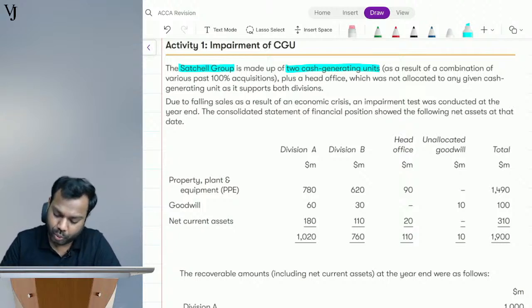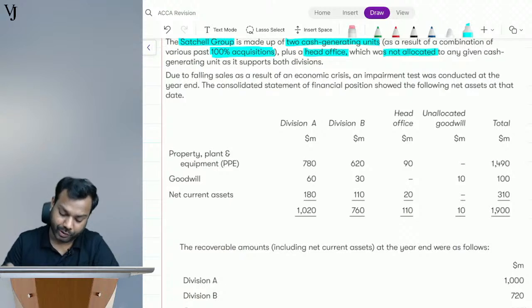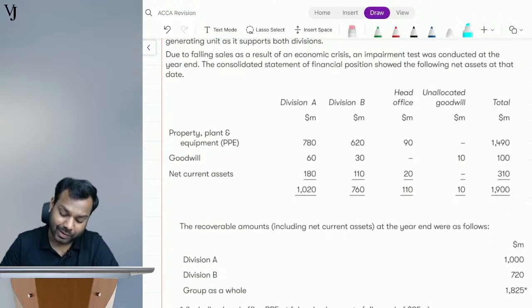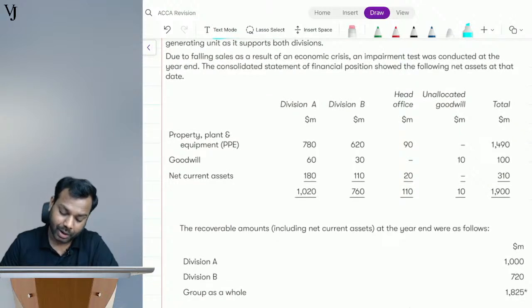Such a group is made of 2 cash generating units as a result of a combination of various past 100% acquisitions. 2 CGUs are there, plus a head office which was not allocated, meaning it is unallocable to any given CGU, as it supports both the divisions. Due to falling sales as a result of economic crisis, an impairment test was conducted at the year end, and the consolidated statement of financial position showed the following net assets.